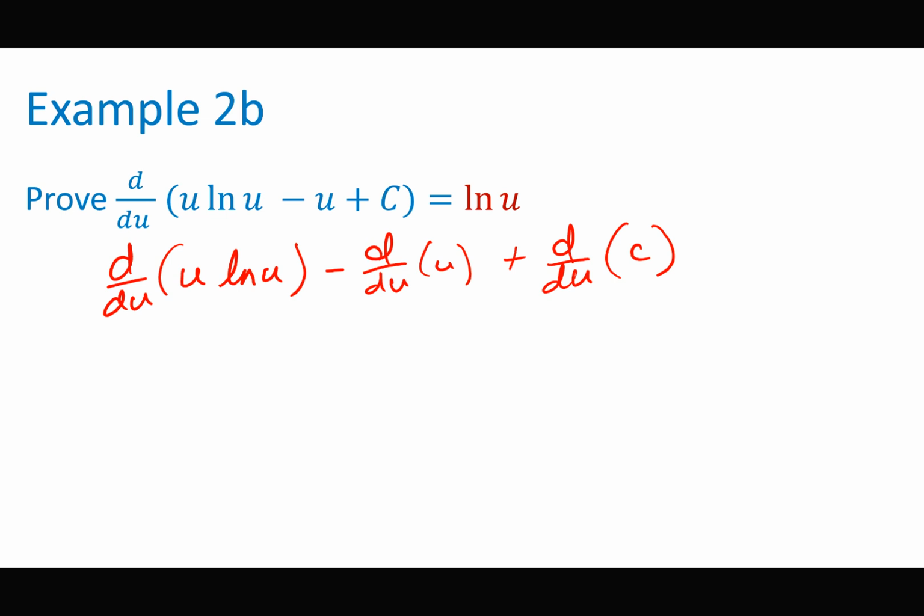What is the derivative of c with respect to u? Zero, because c is a constant, remember? So this goes to zero. We don't have to worry about that. What is the derivative of u with respect to u? 1, but in this case we're subtracting it, so it'd be subtract 1.